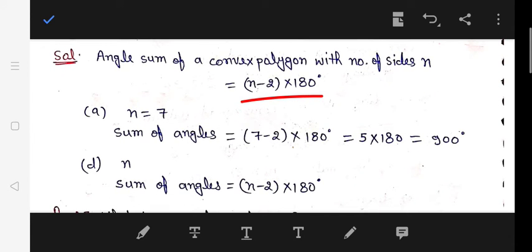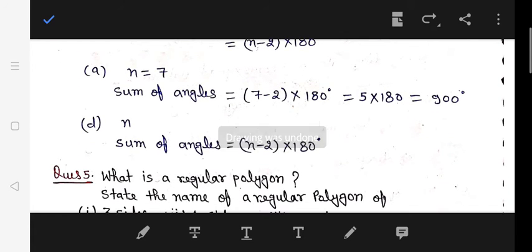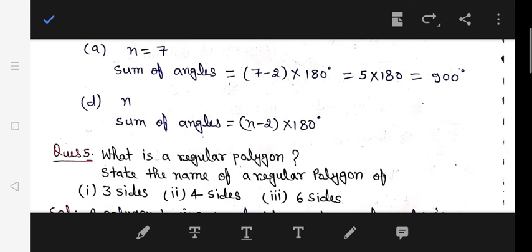Now I am going to the D part, which is given for when the number of sides is n. If the number of sides is n, I have given the formula: then the sum of the angles will be n minus 2 into 180 degrees. So if the number of sides is n, then the angle sum will be n minus 2 into 180 degrees.